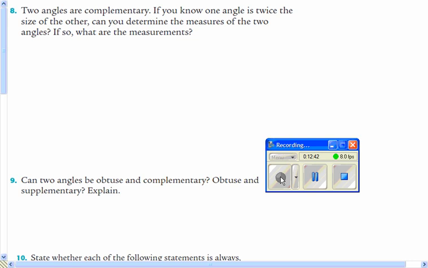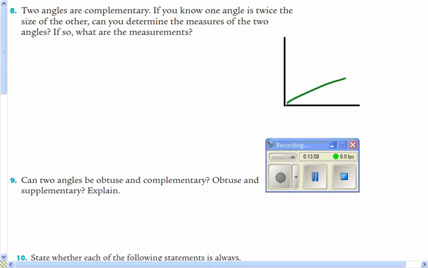The next problem we're going to do is problem number 8. It says two angles are complementary. If you know one angle is twice the size of the other, you can determine the measures of the two angles. If so, what are the measurements? I think we can determine that. If they're complementary, then if we draw in the two angles, they're going to form a right angle because complementary angles add up to 90 degrees.